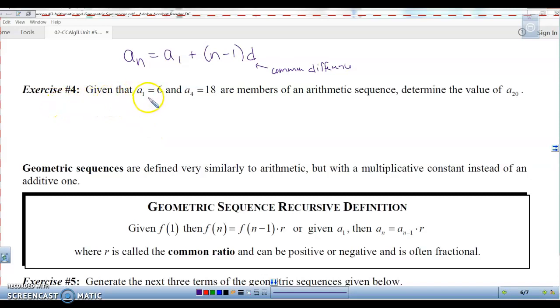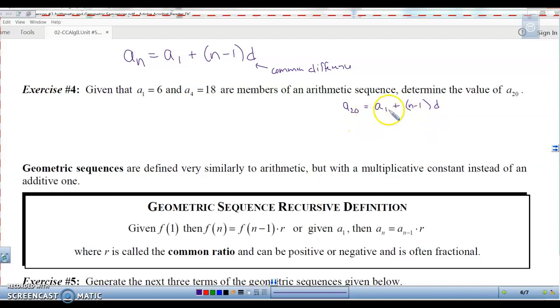Given that a1 equals 6 and a4 equals 18 are members of an arithmetic sequence, determine the value of a20. Okay, so to figure out a20, the 20th term of the sequence, we have to start at the first term, a1, and we are going to add something, whatever it happens to be, n minus 1 times.